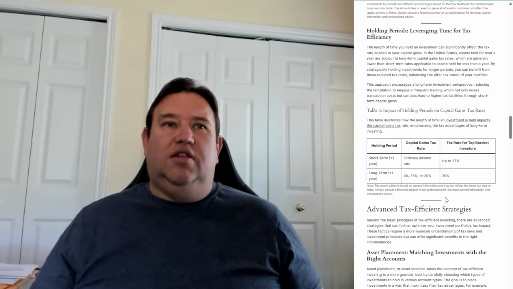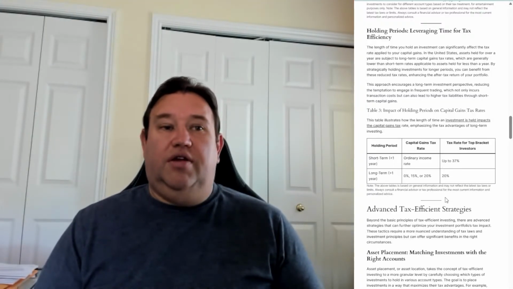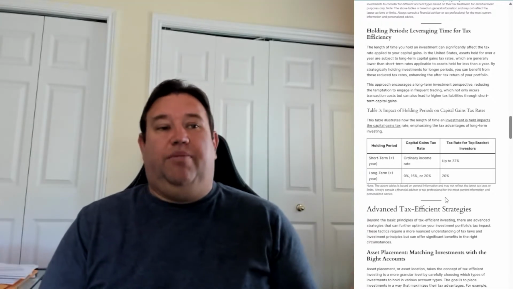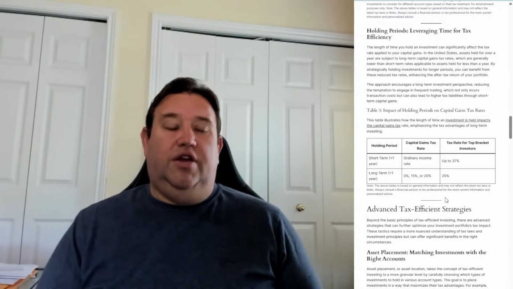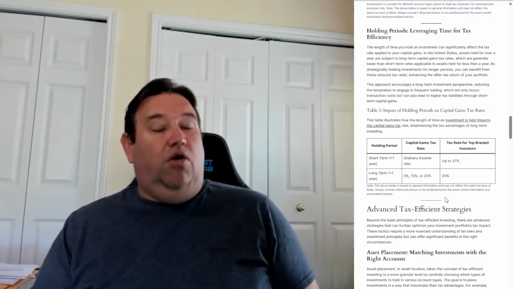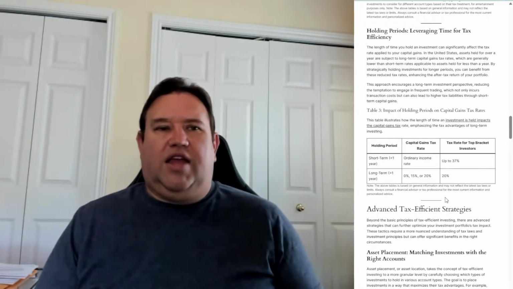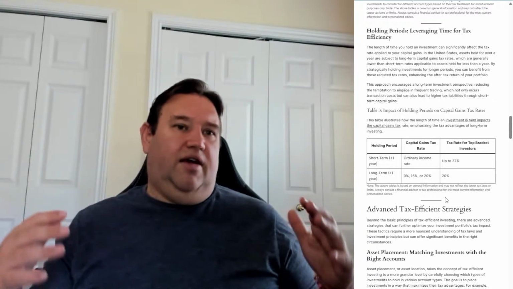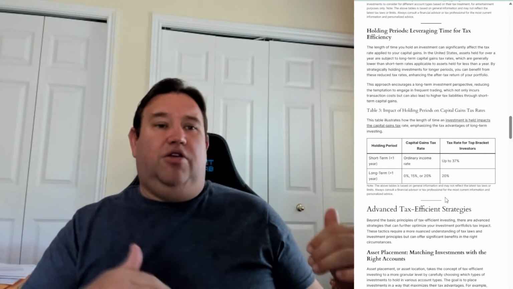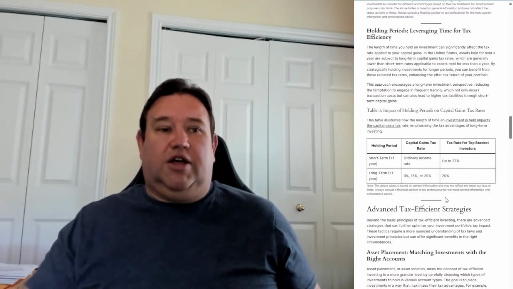Holding periods: leveraging time for tax efficiency. Taking a look here at a holding period, if you hold an asset, a stock for example, for under one year, you could be taxed at 37%. If you hold it over one year, you could be taxed at 20%, just inside the different capital gains tax rates. So you might have ordinary income tax applied to a short-term gain, but you might be able to hold it for a long-term gain and go down to zero at some tax brackets.